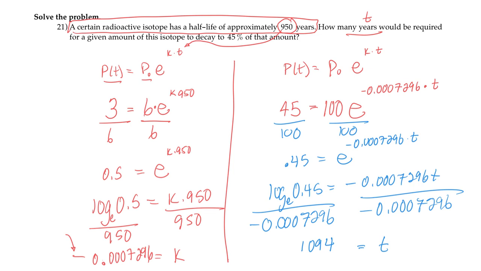And that sort of makes sense because the half-life, to go from 6 to 3, to go to half the amount, is 950 years. So 45% is just a little bit more than that. So it'll have to be a little bit more than 950. I came up with 1094. That makes sense. All right, hopefully that helps you with those 4 questions.